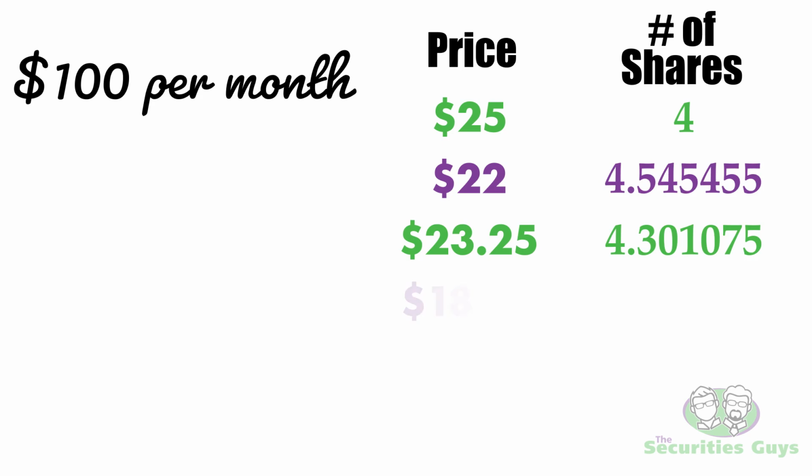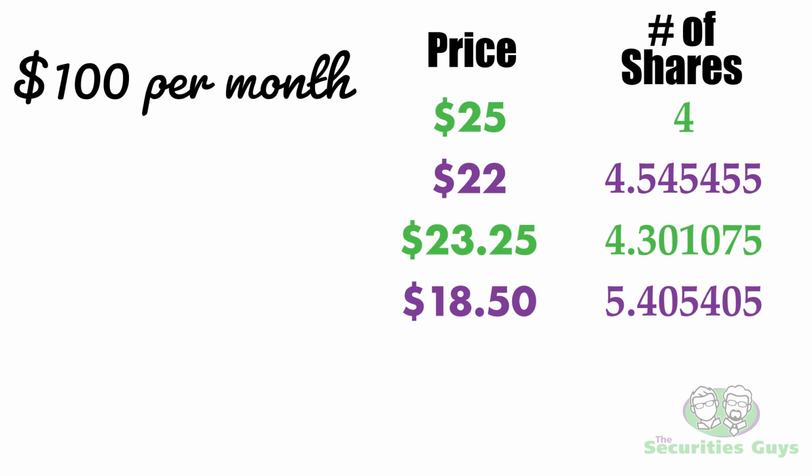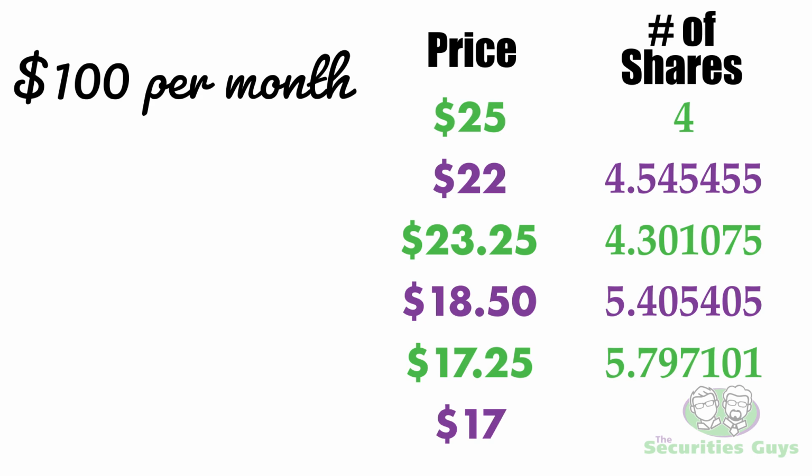Then it drops again to 18.50, and we purchase more shares, now 5.4 shares. Price drops again to 17 and a quarter. So we purchase even more shares, this time roughly 5.79 shares. And finally drops a little more to 17. So we purchase a few more shares, this time 5.88 shares and change.